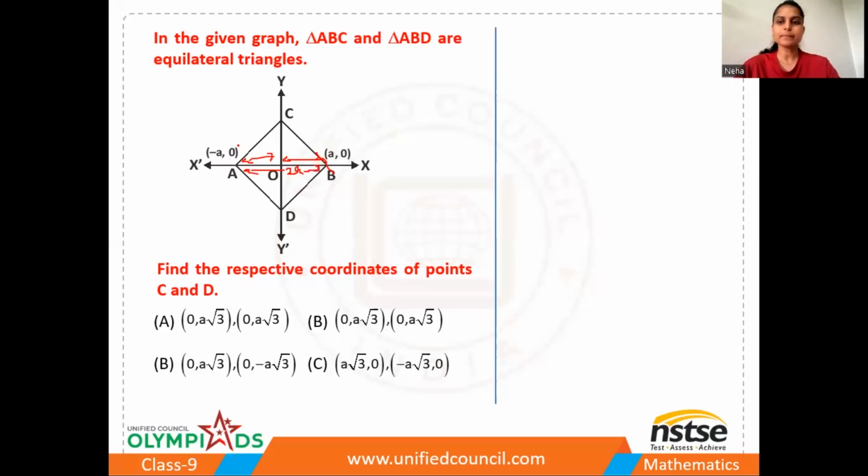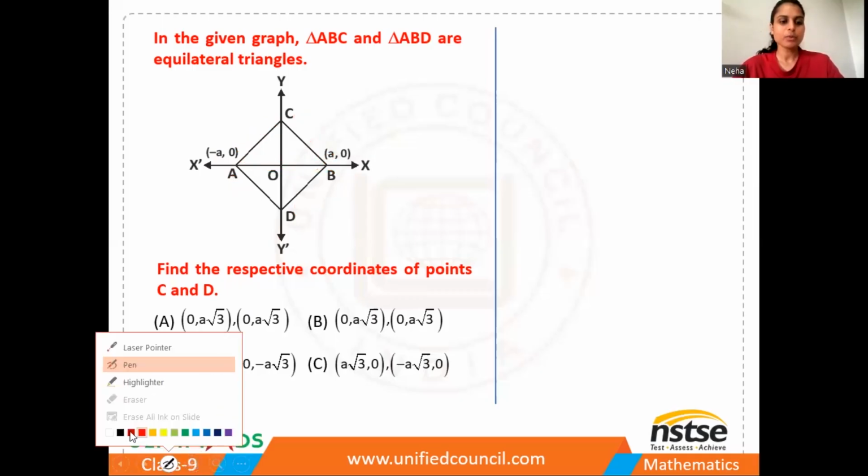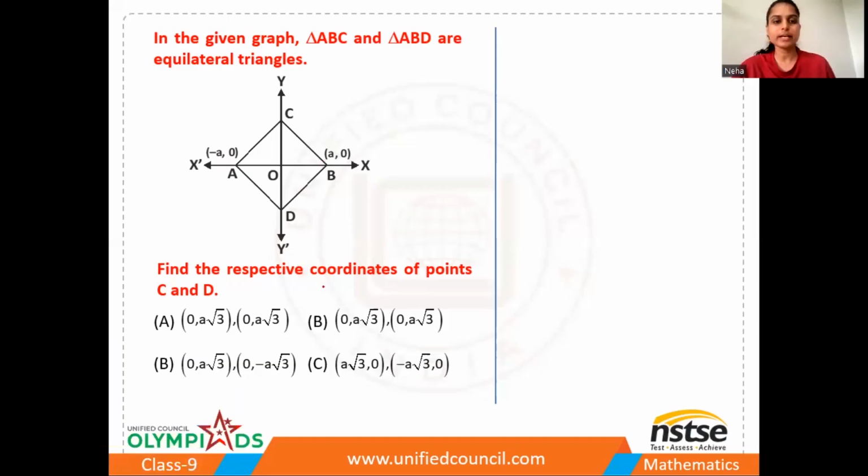If this is twice A, this is also equal to twice of A, because they are equilateral triangles. This is also twice of A. This is also twice of A. Perfect, because they are equilateral triangles. Very good. Now let me erase this. Now what is my question saying? Find the coordinates of C and D. So we have to find the coordinates of these two points.